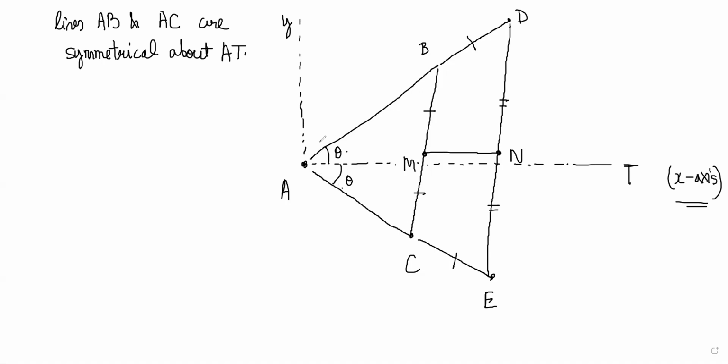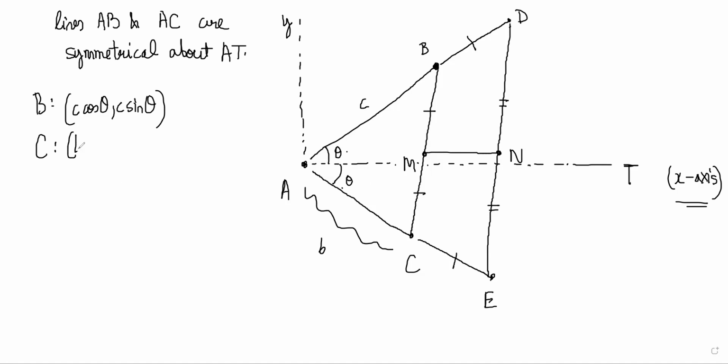Therefore, if we say side AB has length small c and side AC has length small b, c is the distance and theta is the angle. Using polar coordinates, we can say that point B has coordinates c cos theta, c sin theta. Similarly, point C has angle minus theta, so it will be b cos theta and minus b sin theta, right? So we have set up our coordinates in such a way that B and C come very easily.